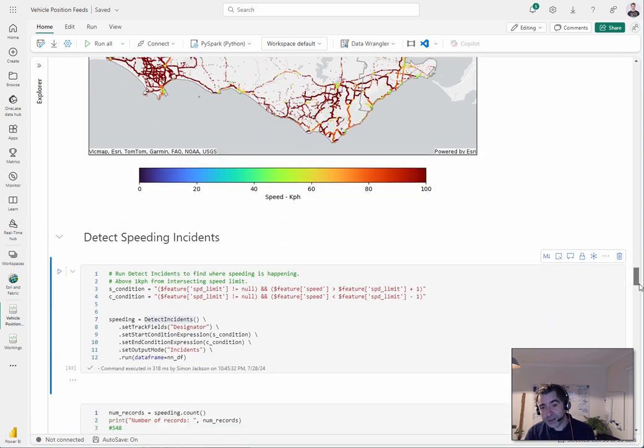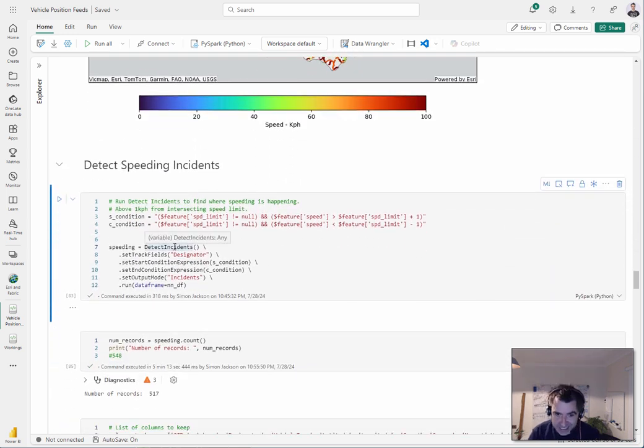But more importantly, we can run a detect incidents tool using a starting expression that goes, okay, if your speed value is more than, in this case, just 1 kilometer above the underlying speed limit value of the road that you're on, that is the beginning of an incident, and we're only going to close it off when you go back to below 1 of that speed limit value.